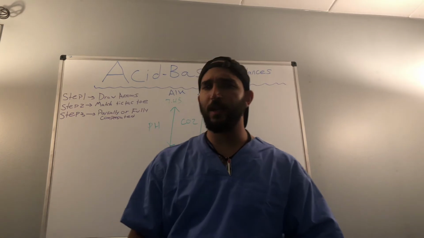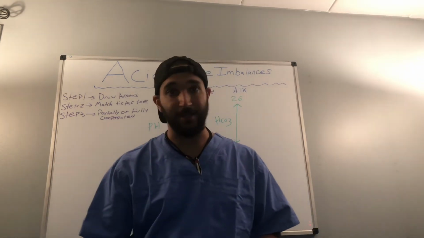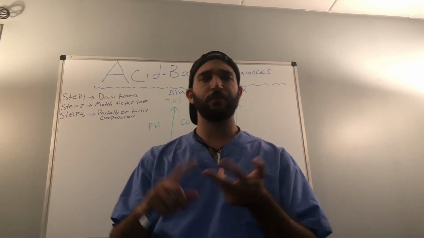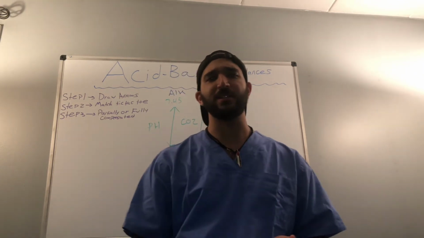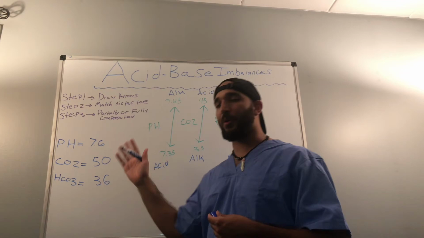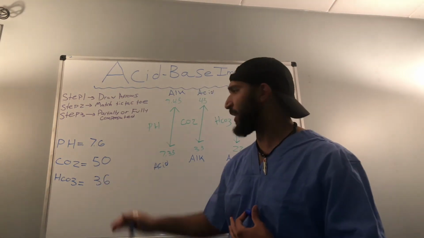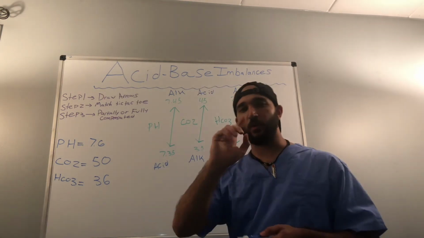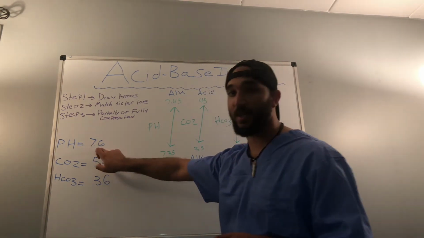So on your NCLEX or on your nursing exam, you're going to get 3 values. You're going to get your CO2 level, your bicarb level, and a pH level. Okay, so here I wrote to the side our values. We have our pH, our CO2, and our bicarb. So let's start with pH, our 7.6.